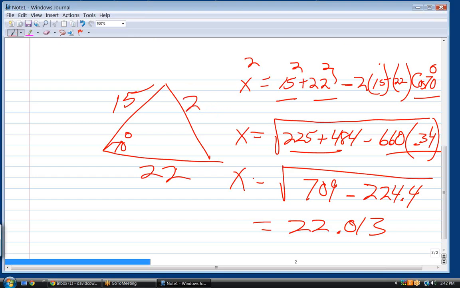Now, you got to be a little bit careful here about round-off error. You can come up with the wrong answer just because I rounded this 0.34 down, and I rounded that down, and then I rounded this down. Well, we're probably safe because this is awfully close to 22. But it's better if you don't round off anything until you get to the end. Okay.